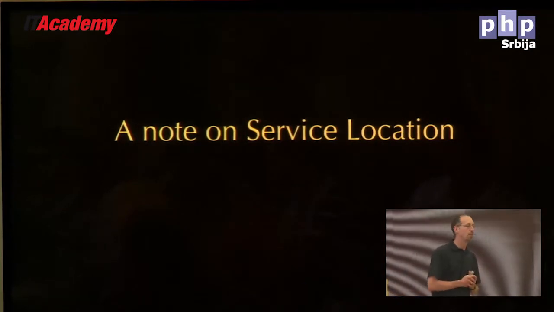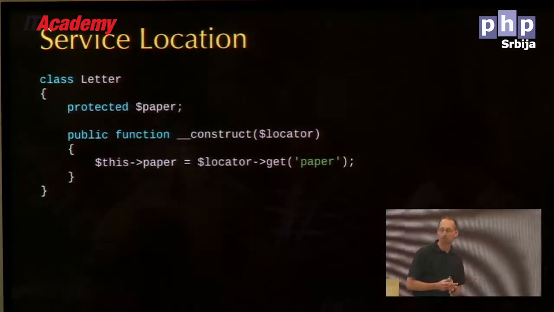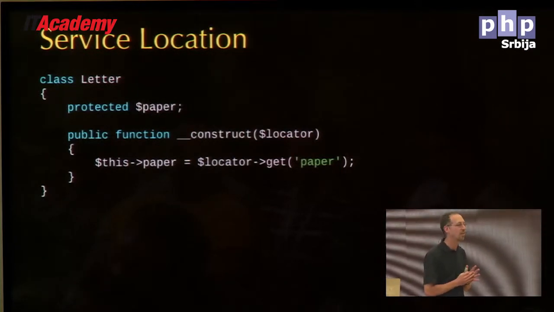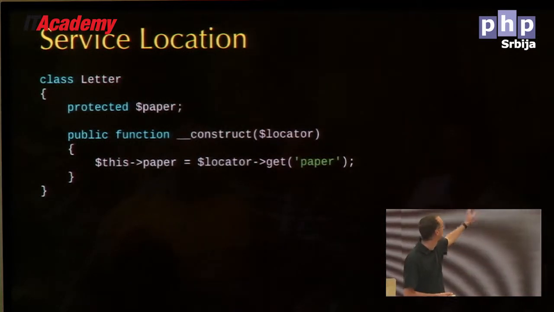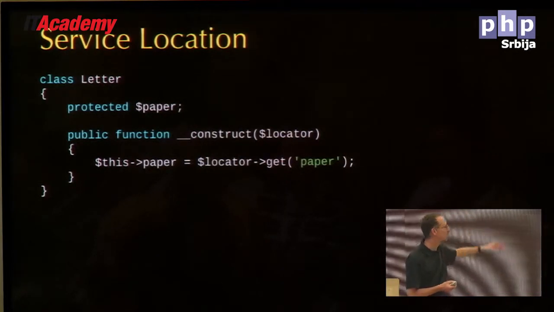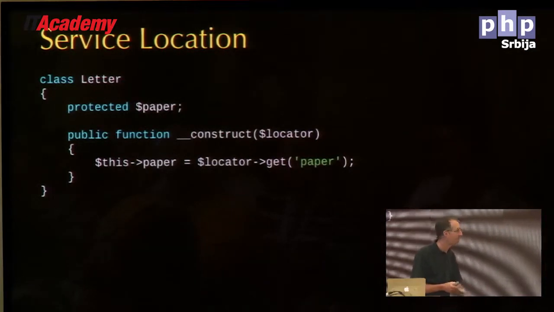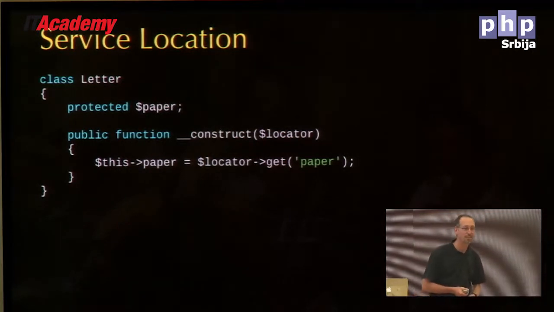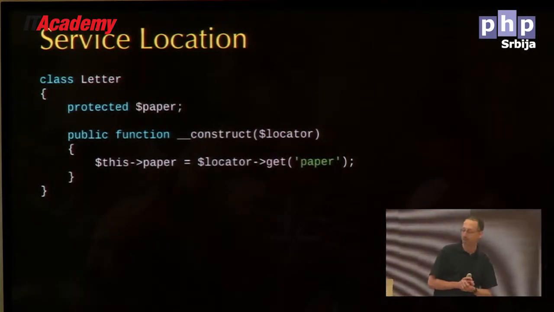So I need to talk a little bit about what ServiceLocation is, and we've already seen an example of this in Sean's talk. ServiceLocation is when you inject the locator into the class that has the dependencies. So what I've done here is I've constructed, in my letter, my constructor takes a locator, and then I retrieve the paper via my locator. This all looks quite clear. We still have dependency injection going on. I've injected my locator. We also have service location going on. My locator is retrieving the paper.